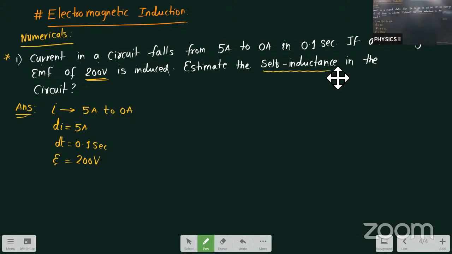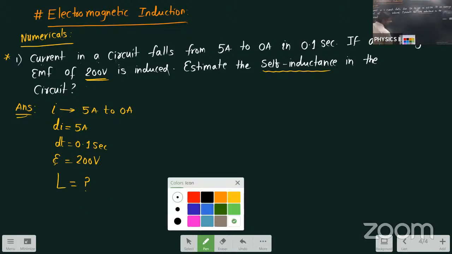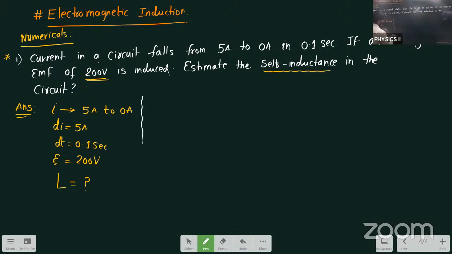What is the symbol for self-inductance? We know that self-inductance is given by the symbol L. He is asking you to calculate the value of L. You will be getting the marks for writing the given things. Don't directly do the problem. Write down the given things. Next, what are you supposed to do? You are supposed to write down the formula. What is the formula here?